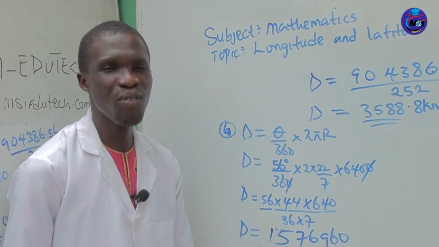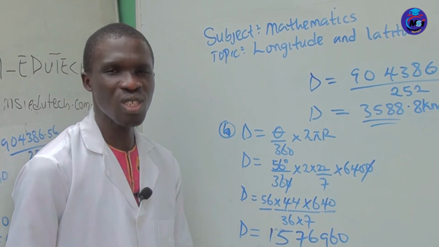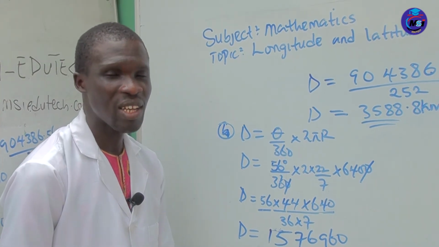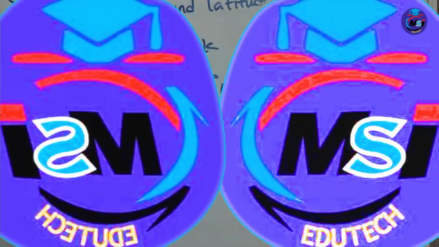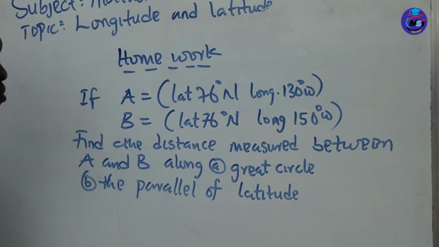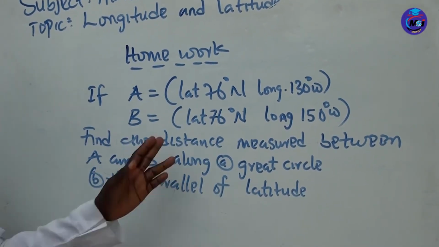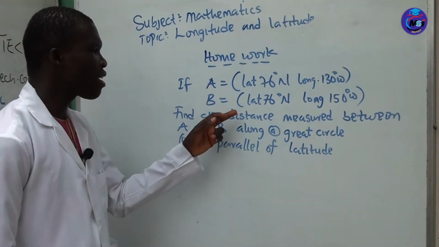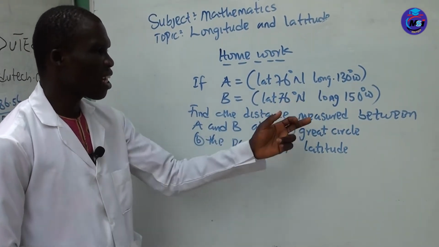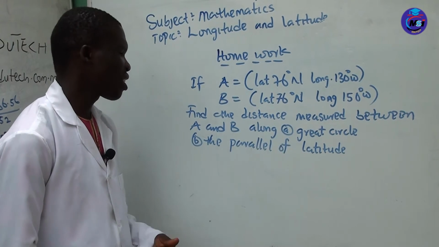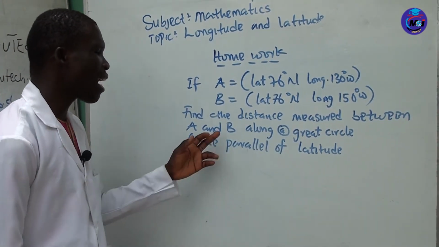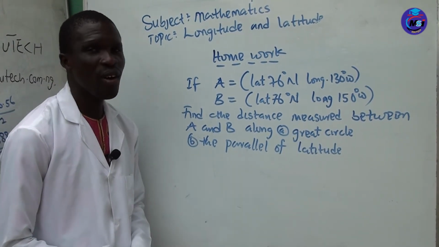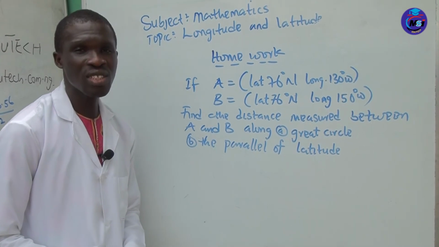Before we leave this class, I'm going to give you something that will keep you busy until we meet next class. Okay class, this is homework for you. If A equals latitude 76 degrees north, longitude 130 degrees west, and B is latitude 76 degrees north and longitude 150 degrees west, find the distance measured between A and B along the great circle and along the parallel of latitude.